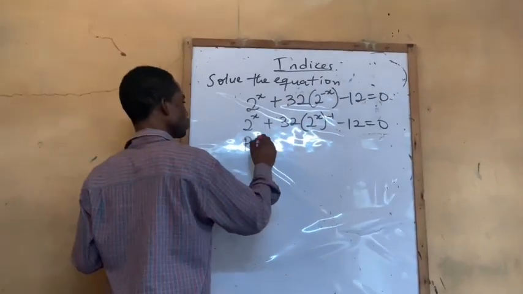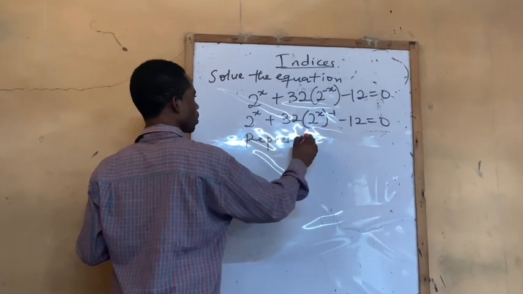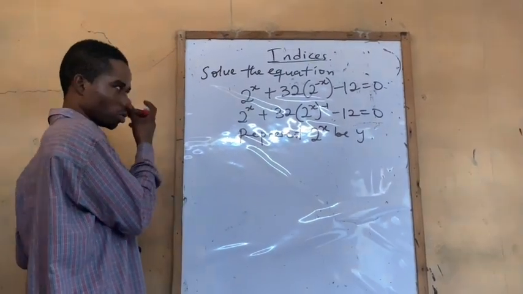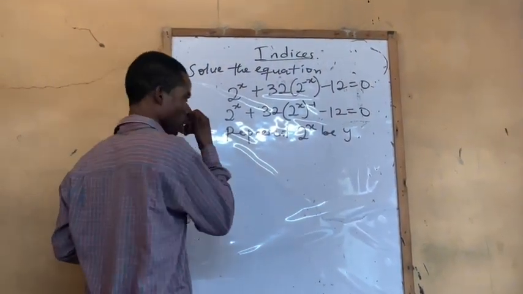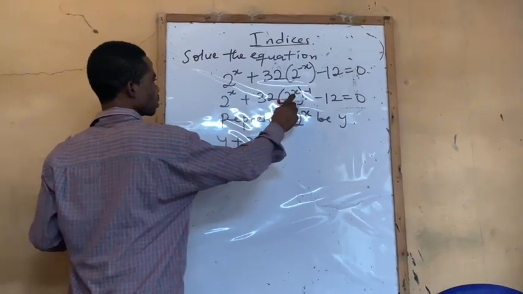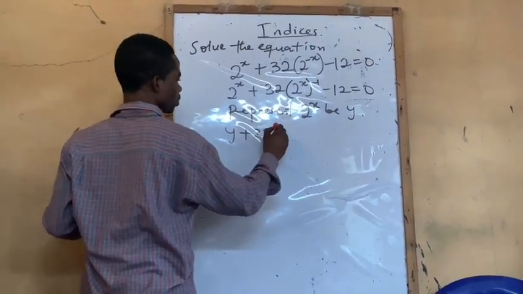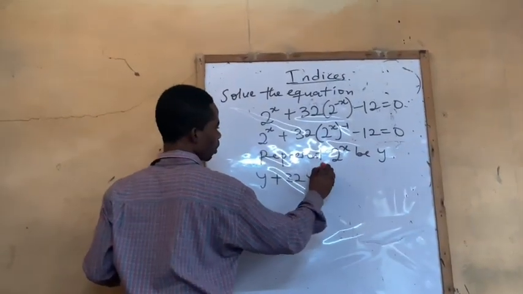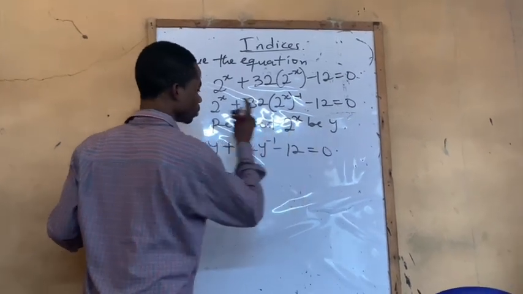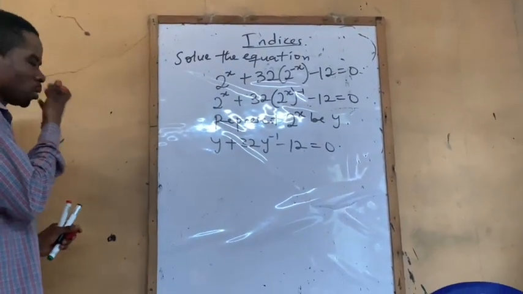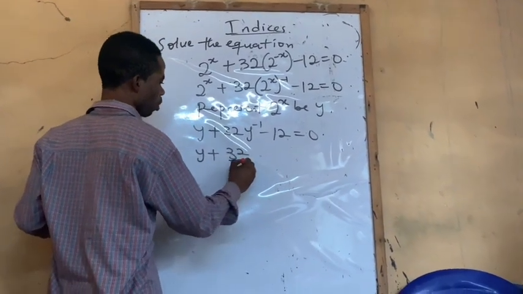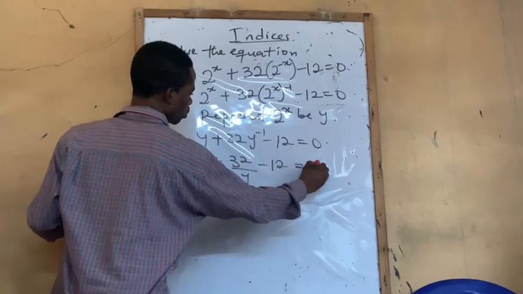Represent 2 raised to the power x to be y. So that means anywhere I see 2 raised to the power x, I'm putting y. That means y plus 32. I see 2 raised to the power x here, y to the power minus 1, minus 12 equals 0. So that means I can do it like this: y plus 32 all over y minus 12 equals 0.